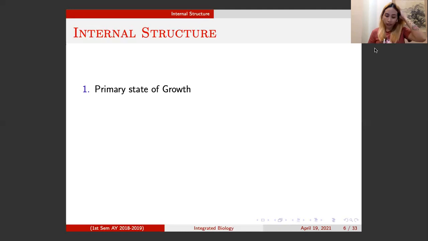Okay, most. So the whole idea of this will be supplemented by your laboratory, where you will see that most of the examples that you have for studying wood or woody tissue are actually dicots in nature. But all plants, of course, undergo the primary state of growth, because without this, they will not elongate.